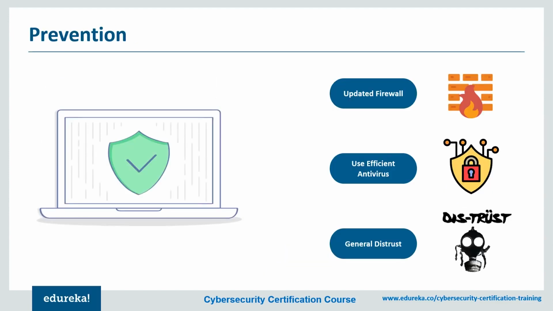Well, talking about prevention, the best defense is a good offense. And in this case, an updated firewall makes sure that you have a working one in your office that protects you and your employees from these types of attacks. It is also a good idea to install a trusted antivirus or anti-spyware software program that can detect threats like these. And also a general level of distrust on the internet and not believing anything right off the bat is the way to go.